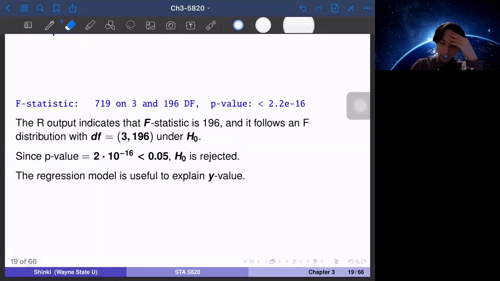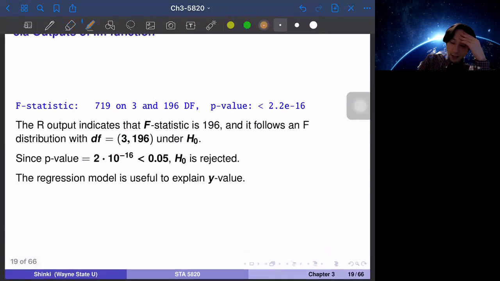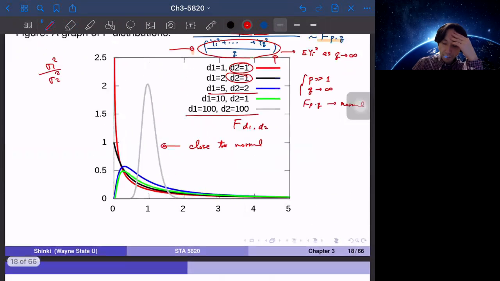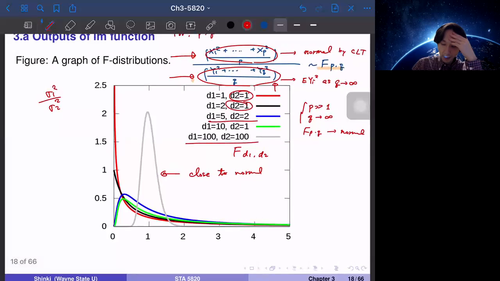So in the previous example, we see this line, the F statistic is this. This means the F statistic follows the F distribution with degrees of freedom 719 and 3. And the F statistic is pretty large. The F distribution is basically centered around 1. Especially in this case, it's centered at 1. In other cases, it's very skewed, but this is a kind of center.